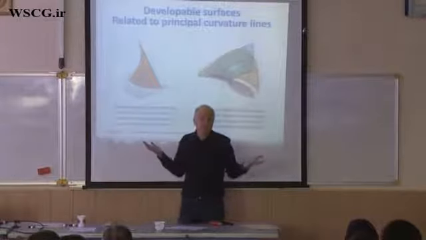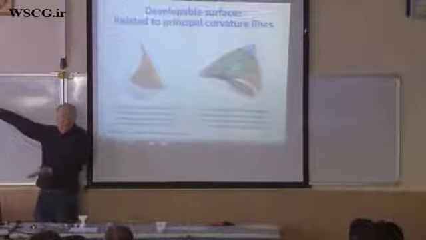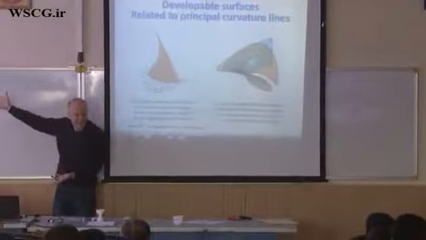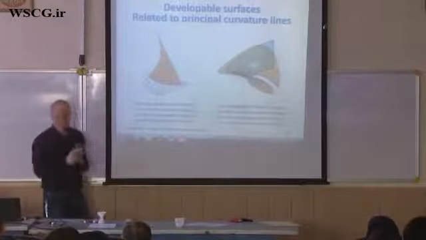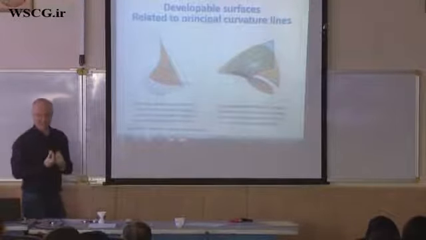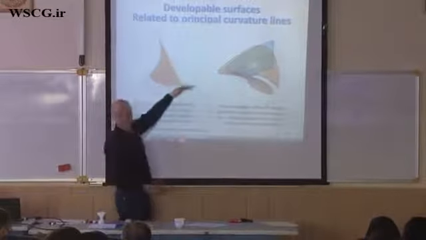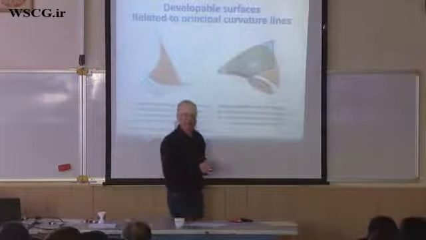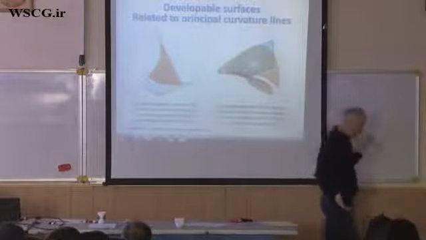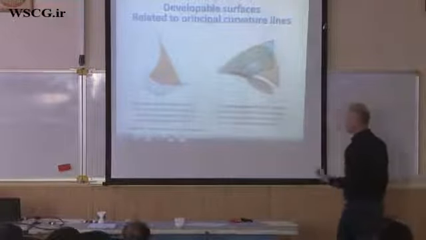So the question is: is it a ruled surface like this, not developable, which is the most likely case, right? Because almost all ruled surfaces are non-developable. Or is it developable? And the interesting fact is, exactly in the case where you take a principal curvature line, this curve is developable. This surface is developable.